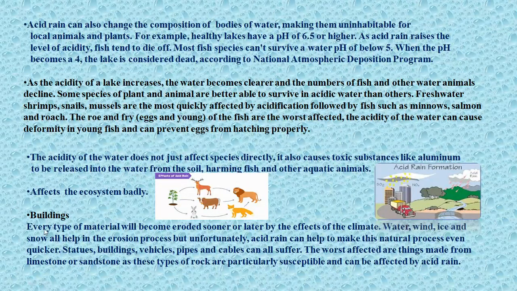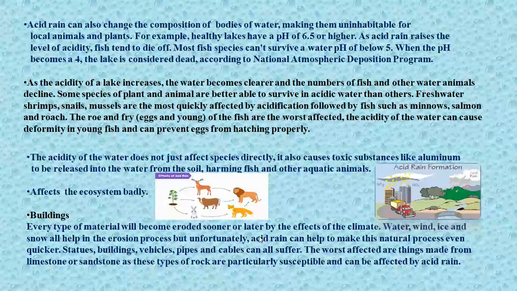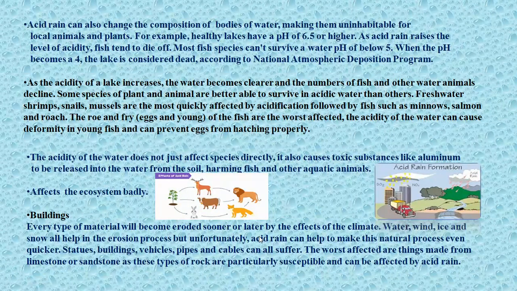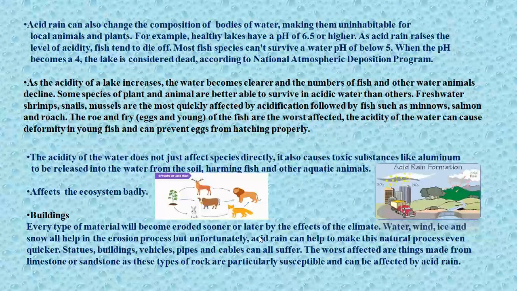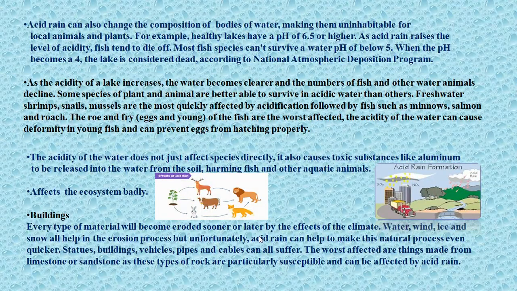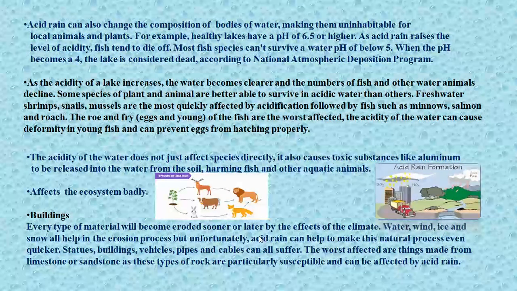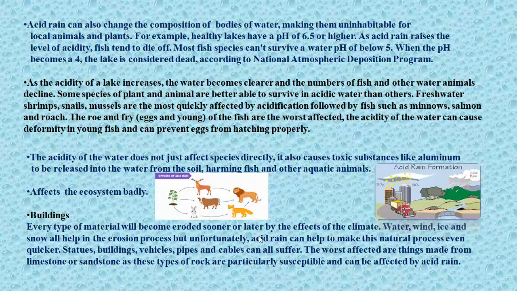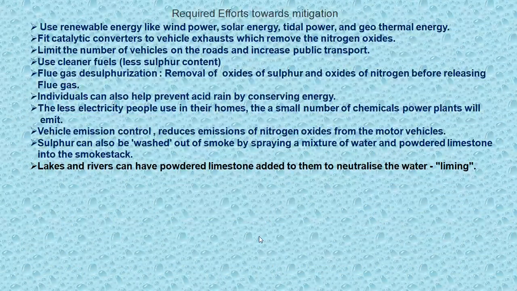On buildings, every type of material will become eroded sooner or later by the effects of the climate. Water, wind, ice, and snow all help in the erosion process, but unfortunately, acid rain can help to make this natural process even quicker. Statues, buildings, vehicles, pipes, and cables can all suffer from acid rain. The worst affected are things made from limestone or sandstone, as these types of rock are particularly susceptible and can be affected by acid rain.